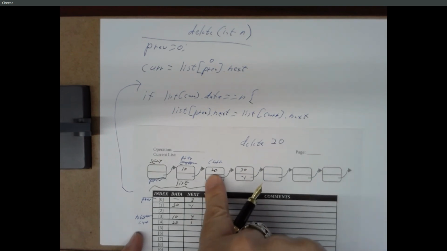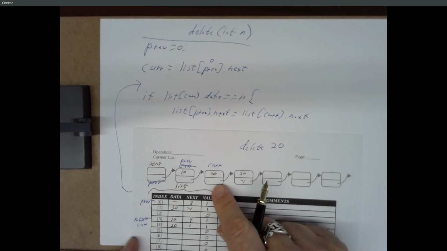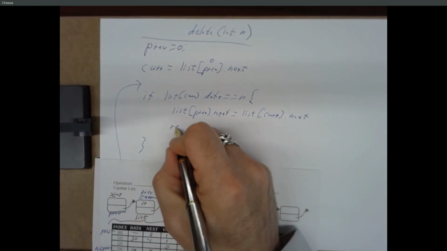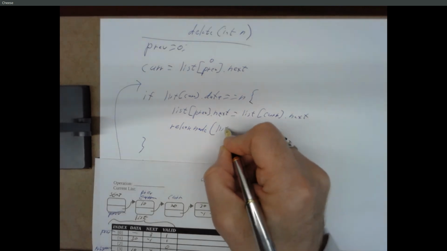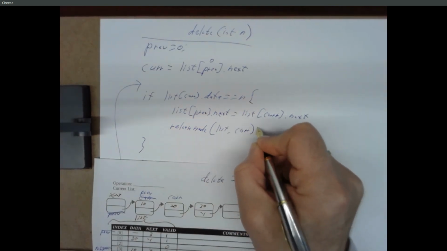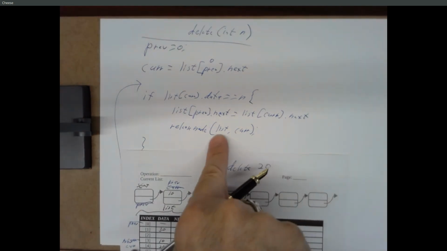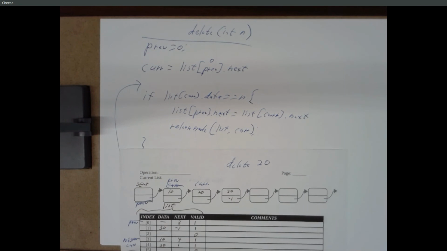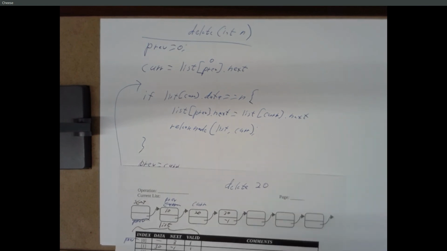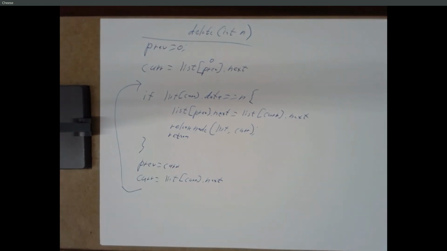And then we need to release this node. So we could say list bracket current dot valid equals 0, but in fact we're going to say release node, list comma current. And that's just a one-line function that says list bracket current dot valid equals 0. And then we can return. So that's your delete function.